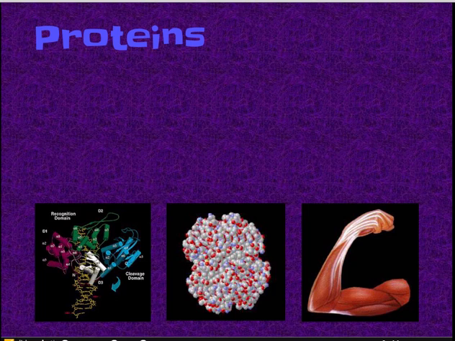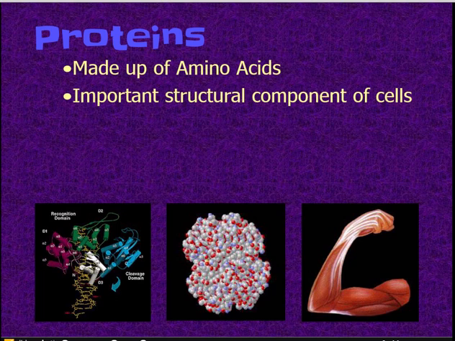Okay, the next large category of biological or organic molecules are the proteins. So we're no longer talking about carbohydrates. This is a totally different category. The proteins, as many of you already know, are made up of amino acids, long chains of amino acids, sometimes thousands of amino acids. They are very important structural components of cells. They are found in enzymes, hormones, hemoglobin.